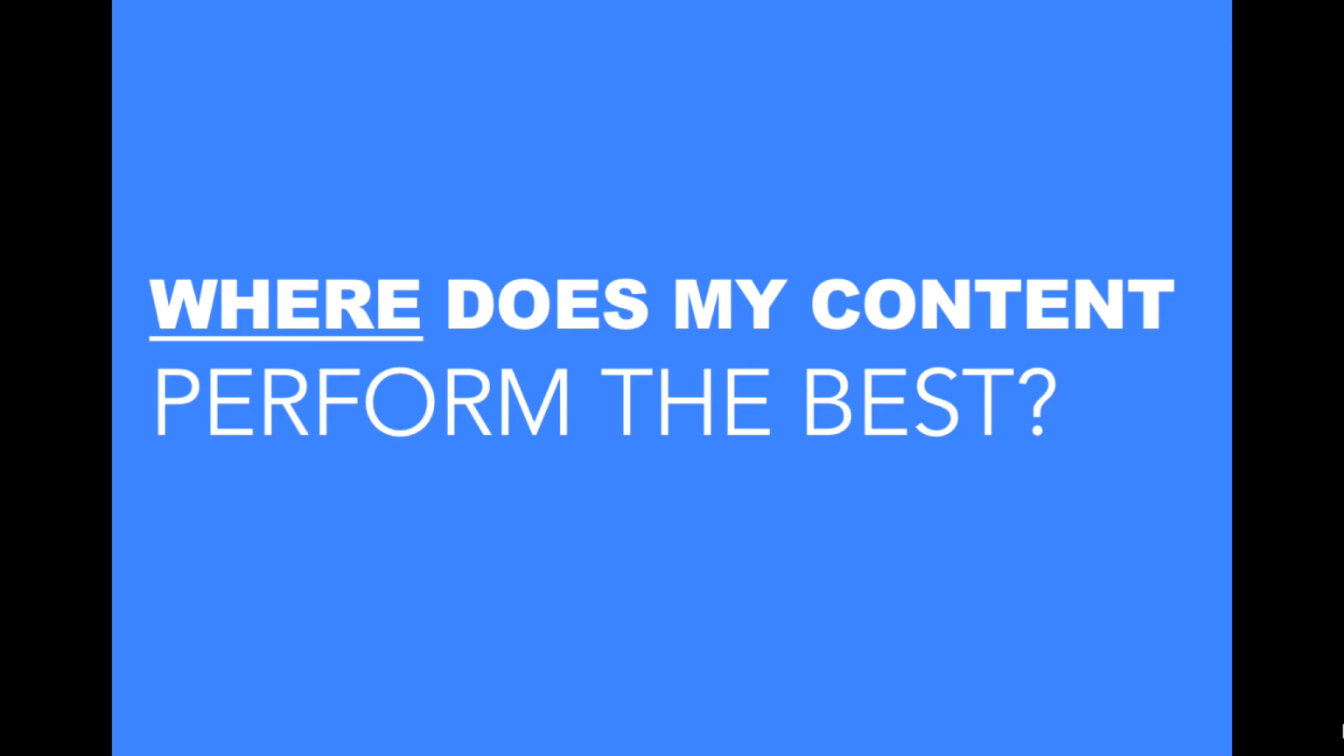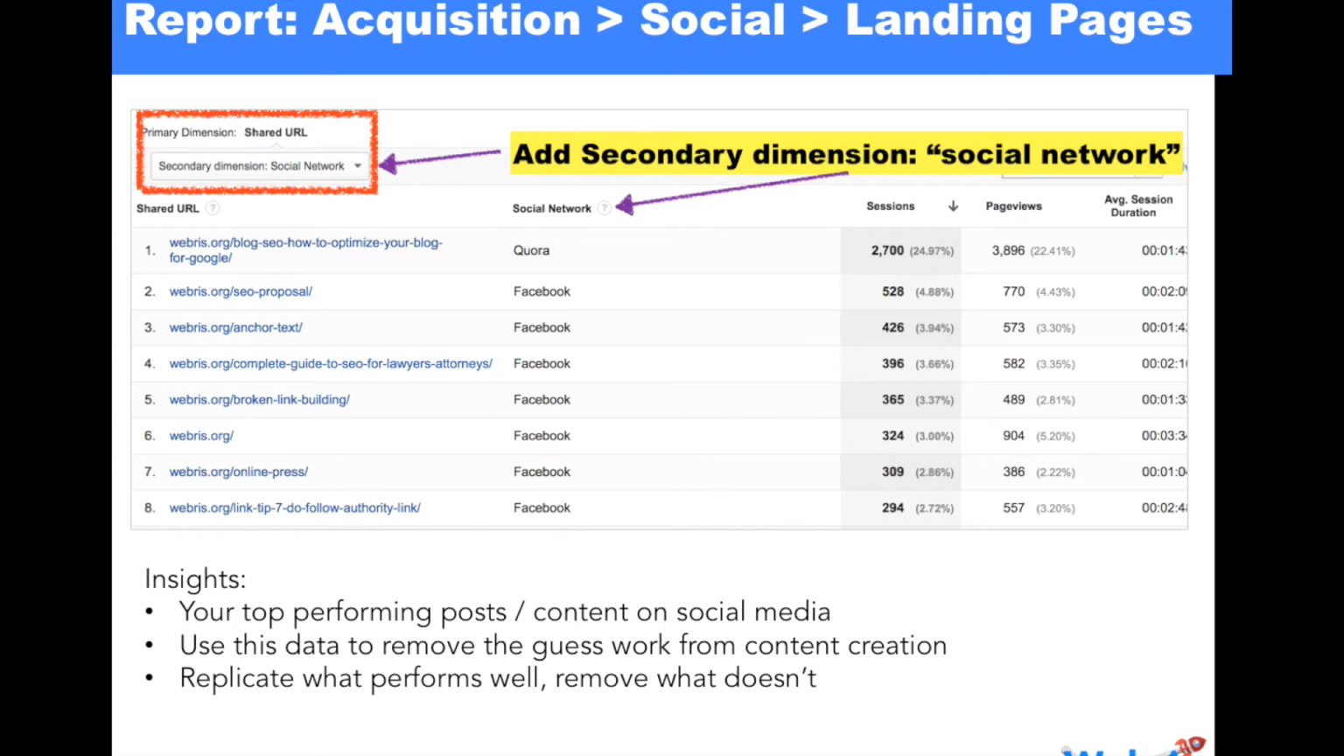So the next W question we've got up is where. Where does my content perform the best? This one really ties in to my goal about driving engaged traffic, quality traffic, to my blog, because this is going to help me to determine which social network is providing the most value for my content.